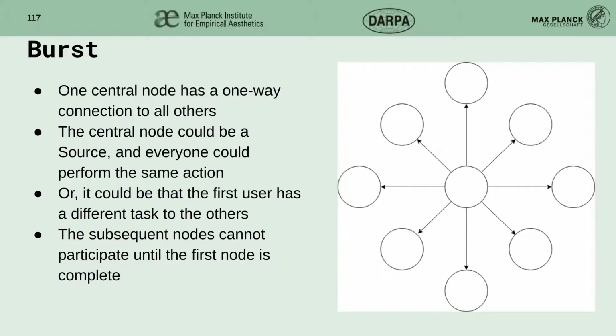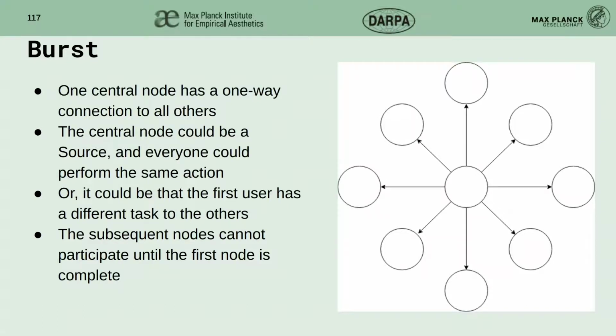A second network topology is burst. Burst has a kind of hierarchical structure where there is some root central node that connects in a one-way connection to all the others. One particular use case for this is when you have that central node be a source, so that you want, for example, to seed a bunch of chains going outwards, and have the same source of information transmit to all of the participants.